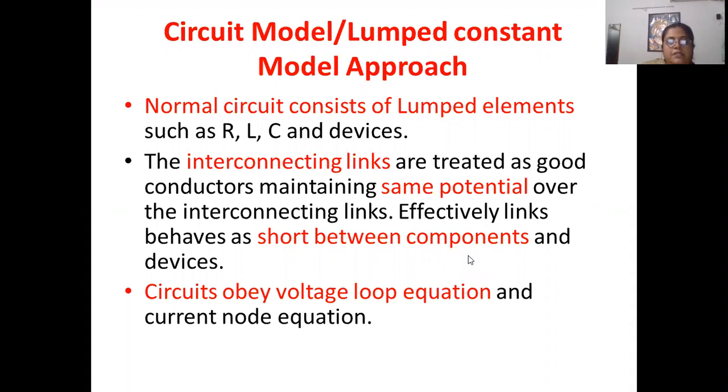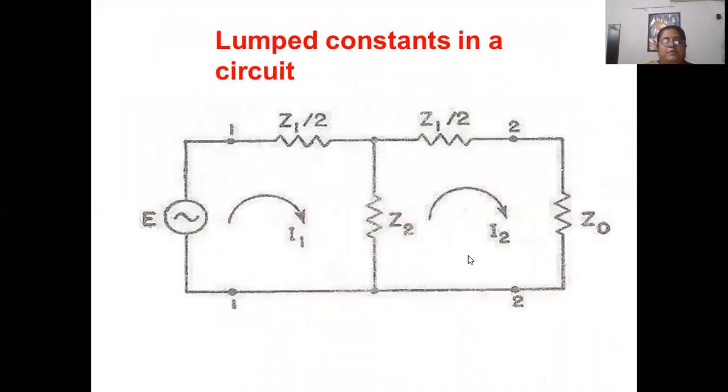A normal circuit consists of lumped elements such as R, L, C and devices. The interconnecting links are treated as good conductors, maintaining the same potential over the interconnecting links. Effectively, links behave as shorts between components and devices. Circuits obey voltage loop equations and current node equations. This is the circuit which is showing the lumped constants in a circuit.